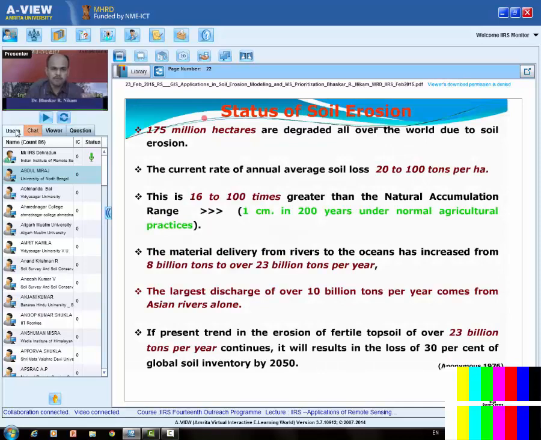Now let us try and see what is the status of soil erosion. Is it really a big problem, or is it just another scientific topic?